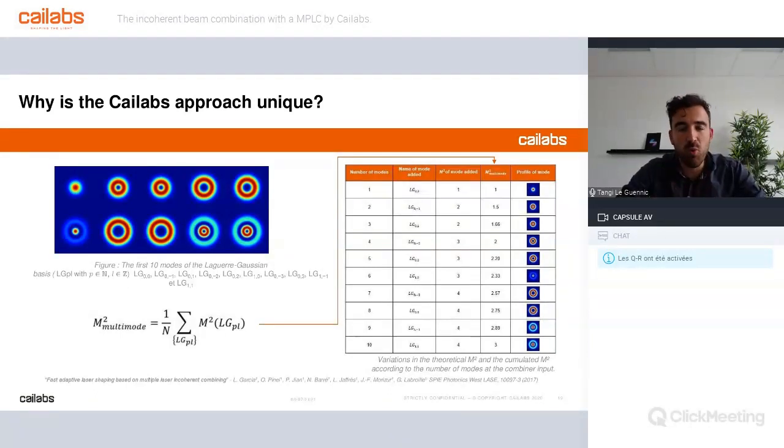Now we are going to see why this approach is unique and why it's a state-of-the-art approach to obtain a really good output beam quality. Because with this approach, the M square value, which corresponds to the quality of the output beam, will still be proportional to the number of inputs, but it will increase much less than with other techniques. In the table on the right side, you can see that for 10 combined laser sources, we obtain a theoretical M square equal to 3.